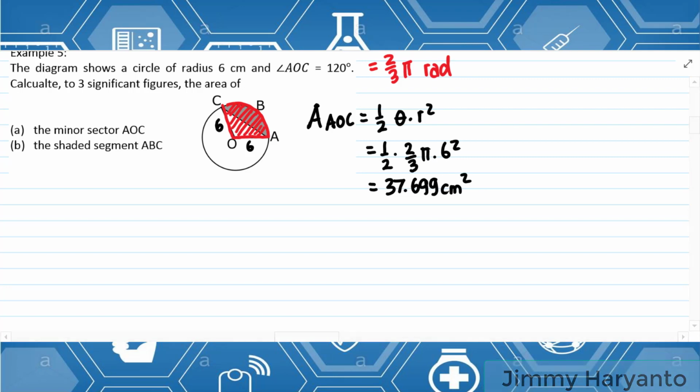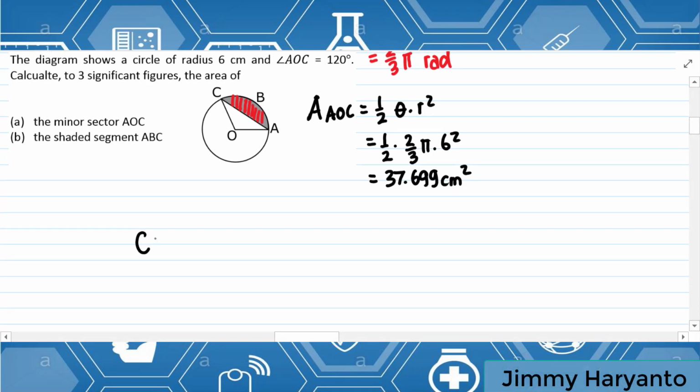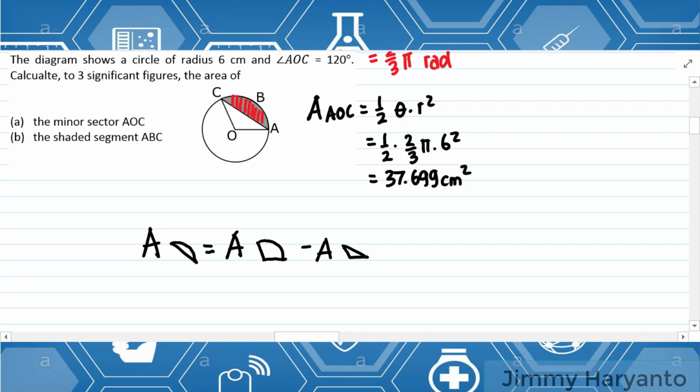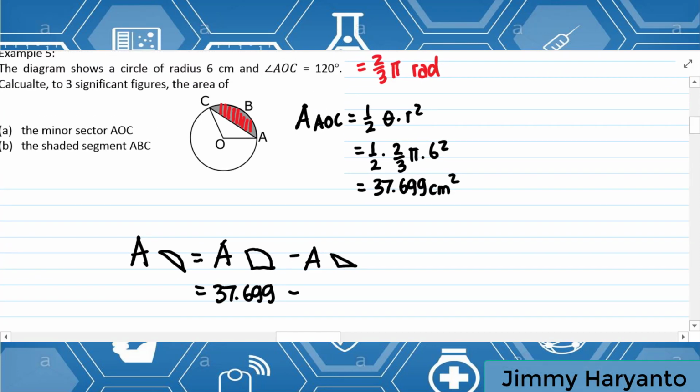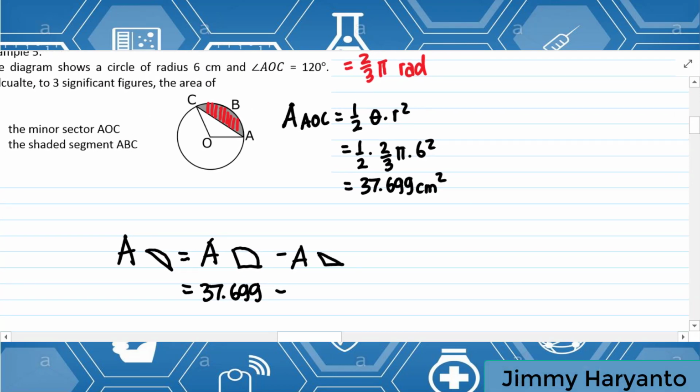And then the shaded part is this one. We have to calculate this one. The idea is that the area of that part equals the area of the sector minus the area of the triangle. We already got the area of the sector, 37.699, minus the area of the triangle. We don't have the area of the triangle yet, but we can find it.